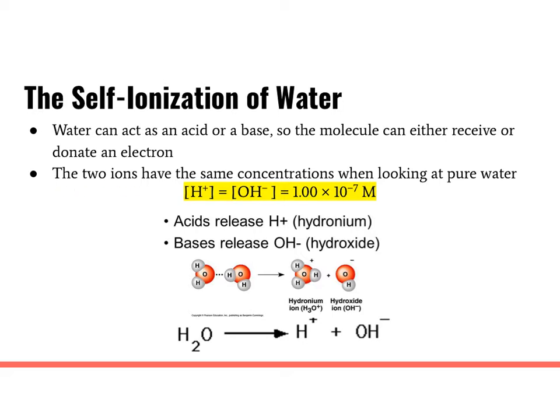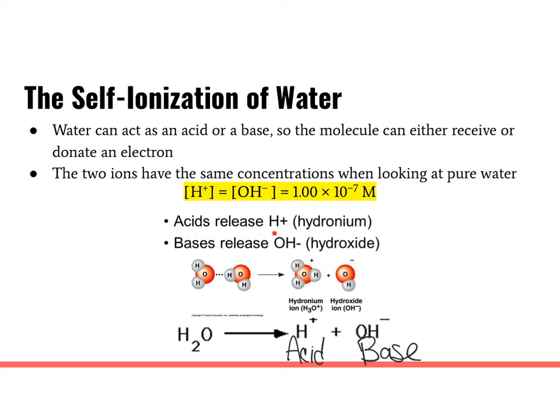So the two ions have the same concentrations when looking at pure water. And the concentrations that I'm talking about are the hydrogen or hydronium ion and the hydroxide ion. So we know that when we talk about this, the hydronium or hydrogen is meant for the acid part, and then the hydroxide is meant for the base part. So when we're talking about pure water or distilled water, we assume that the concentrations for both of them, the hydrogen and the hydroxide, are both going to be equal, and the value that we put on that is 1.00 times 10 to the negative 7th molar.